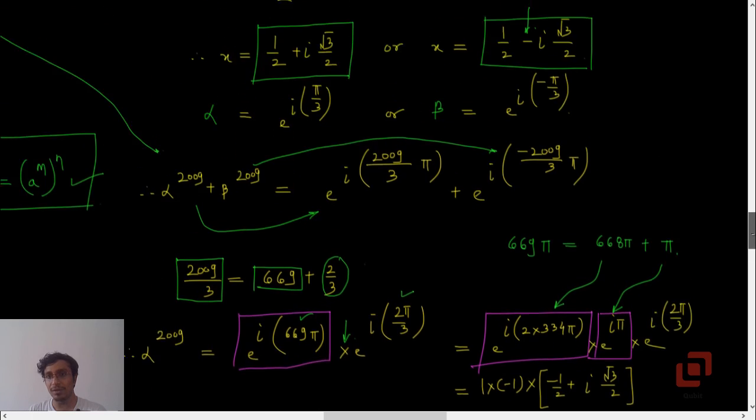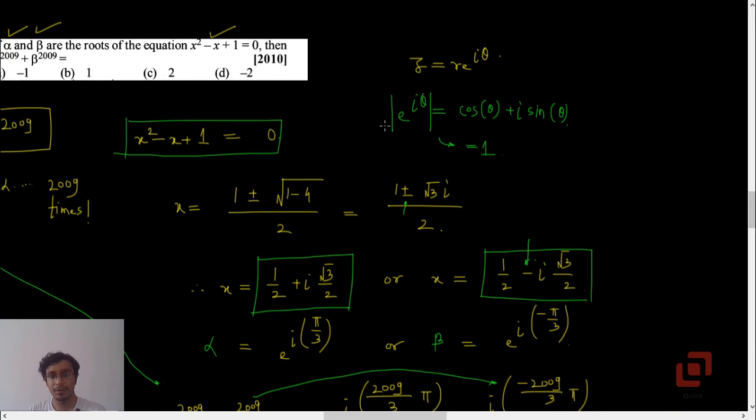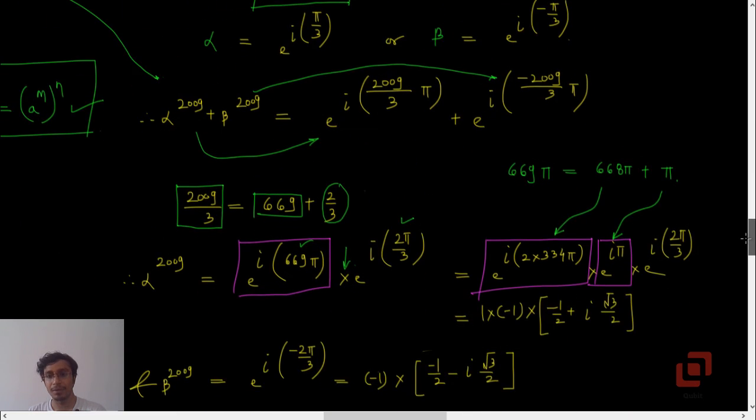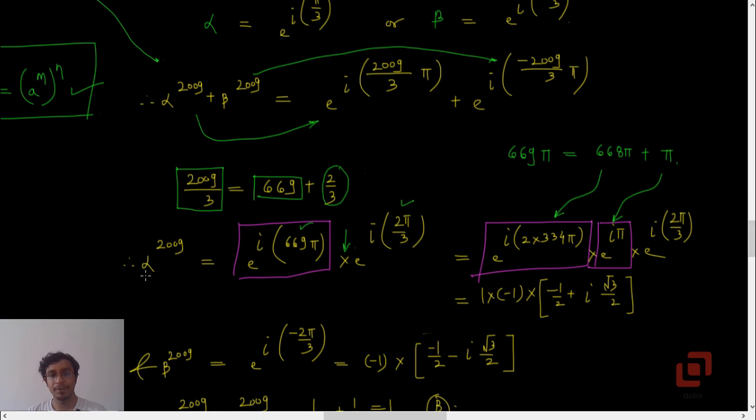Again, you can use the representation: e to the power i theta is cos theta plus i sin theta. Cos π is minus 1, sin π is 0. So if you do that, then alpha raised to 2009 simplifies to e to the power i 2 into 334π. So it is 2π into 334. So that will be 1.